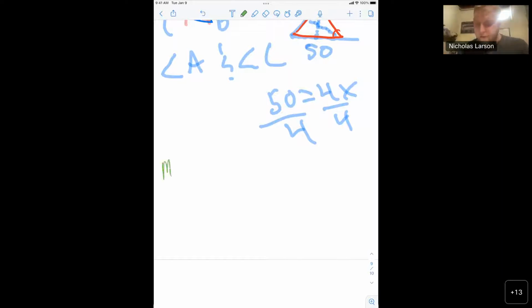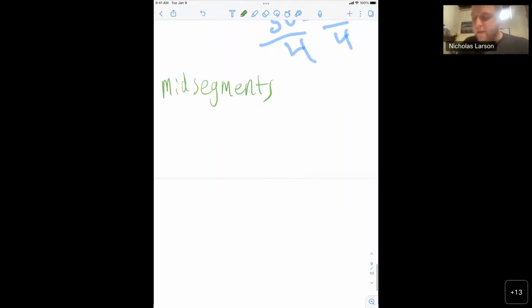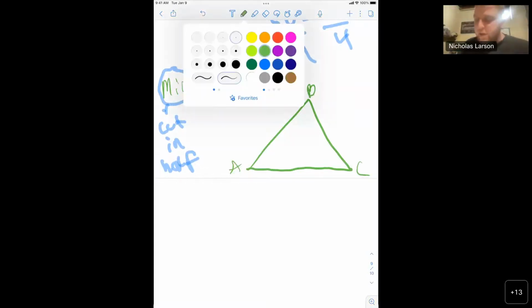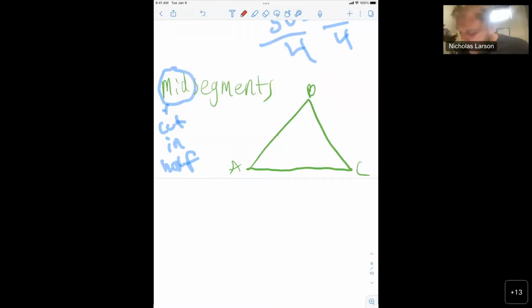We talked about mid segments. And I'm going to give you the properties of mid segments, okay? Think about this word mid. We think about this as cut in half. So we have segments that get sliced in half. So if I draw a triangle, let's label it A, B, C, and I draw the mid segment, it could be something like this, okay?